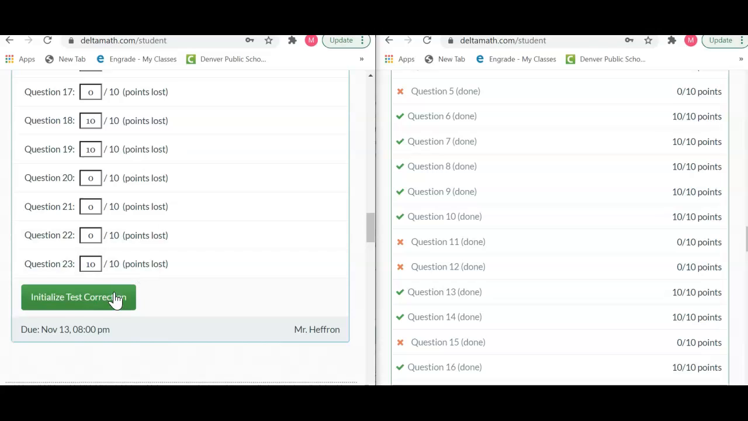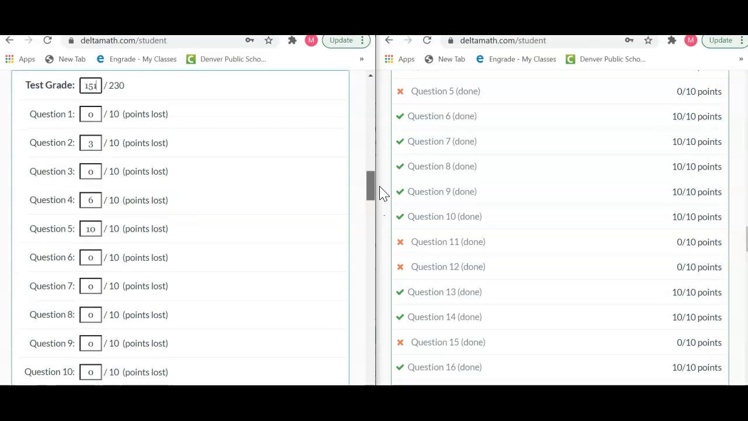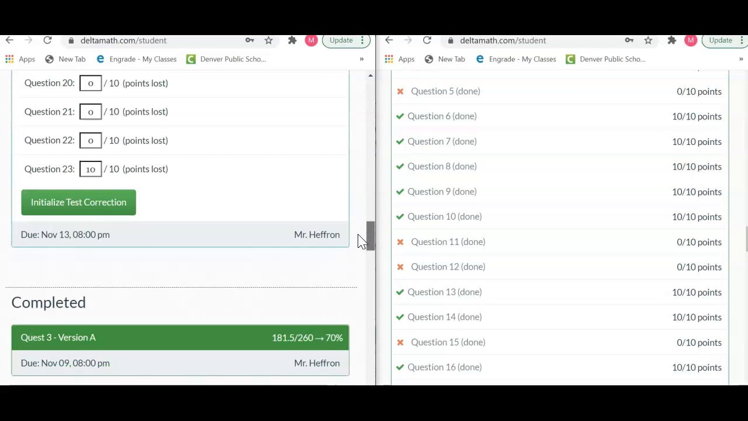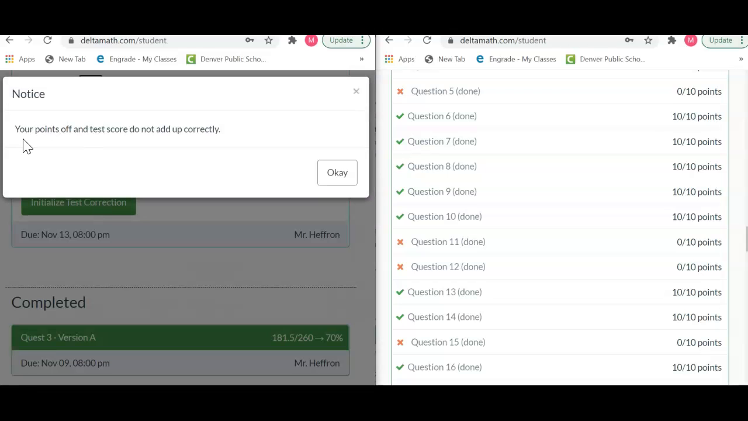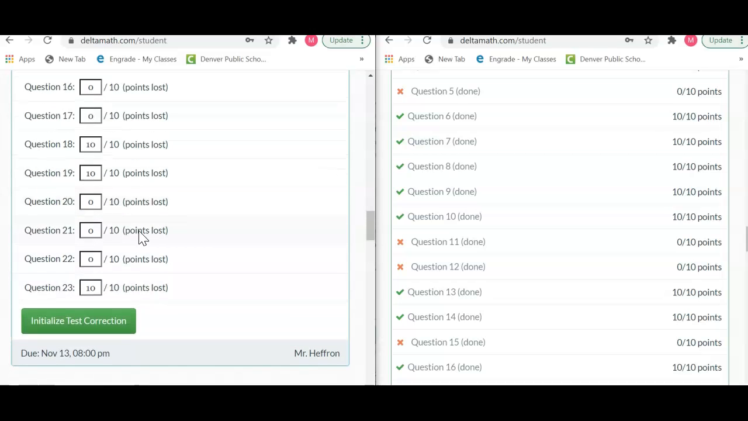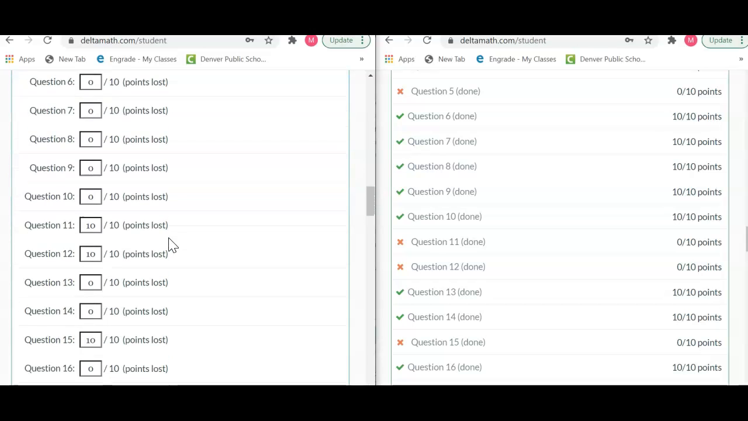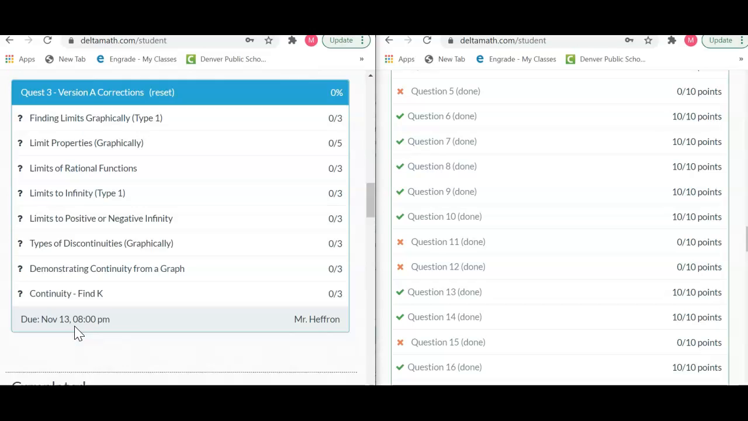Then I will go down here and initialize test corrections. I'm going to show you what happens if you make a mistake. Let's say I added this up wrong and subtracted wrong, and I only got 150 instead of 151. I hit initialize test corrections. Your points are off and test score do not add up correctly. Okay, so I add them up again. This was really supposed to be 151. Now when I hit initialize test corrections, it sets it up.